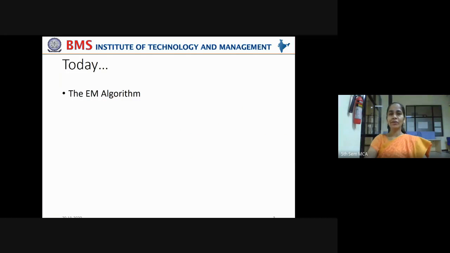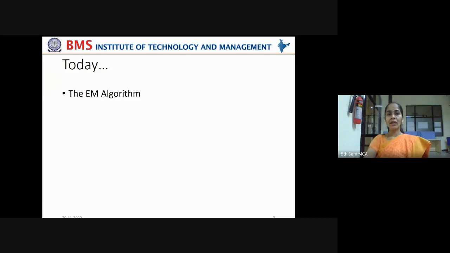In today's class, we are going to see the expectation maximization algorithm, or sometimes it is also called the estimation maximization algorithm. Okay, it is referred to by these two names in many places, so do not get confused. You can call it expectation maximization or estimation maximization algorithm, right?